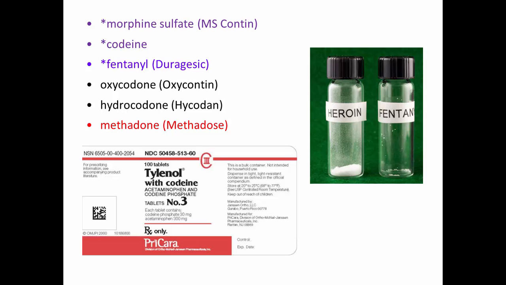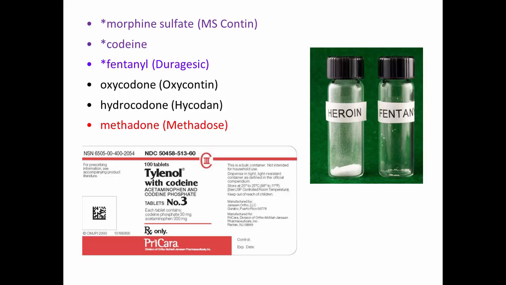So usually, legally, it's prescribed as an injection, a patch, or a lozenge, but when it's illegally added to other drugs, then people may not know the amount that has been added. This little picture at the side shows you a lethal amount of heroin and a lethal amount of fentanyl. So that just describes its particular potency.